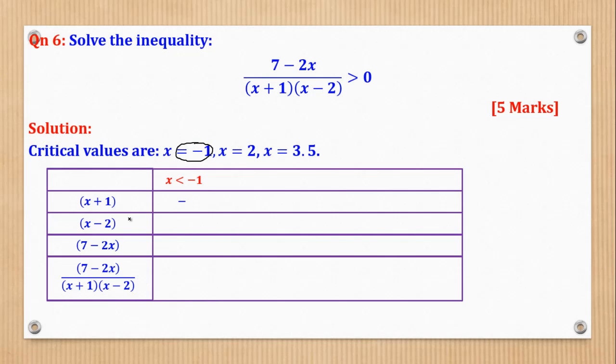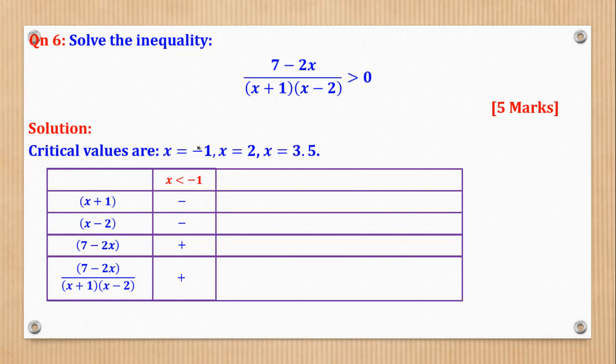what will happen? So less than that means I can use negative 2. Put negative 2 here, you'll come up with a negative. Put negative 2 here, come up with a negative. Put negative 2 here, you'll come up with a positive. So this gives a positive, positive, the end result is a positive.